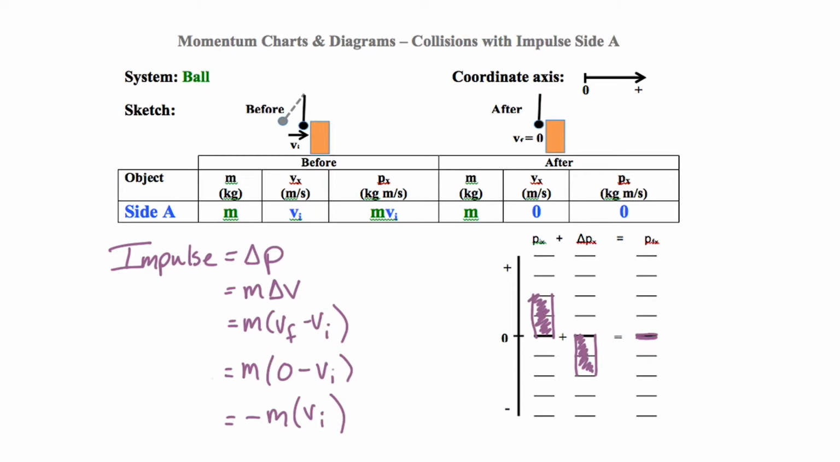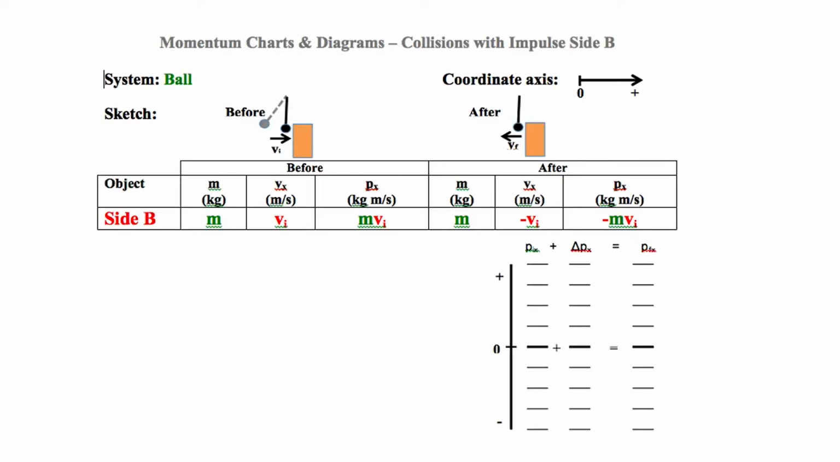In other words, the change in momentum, or impulse, is the same magnitude but opposite in direction to the initial momentum. So it takes an impulse of negative the initial momentum to bring the momentum of the ball to 0. Remember that the impulse bar only gets filled in if an external force acts on the system. In this case, the block, which was external to our system, exerted enough force on the ball to stop it. Now let's look at side B, the bouncy side.